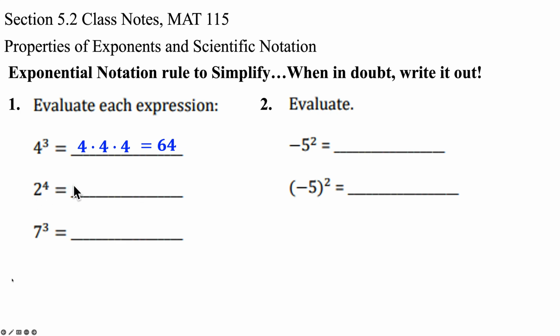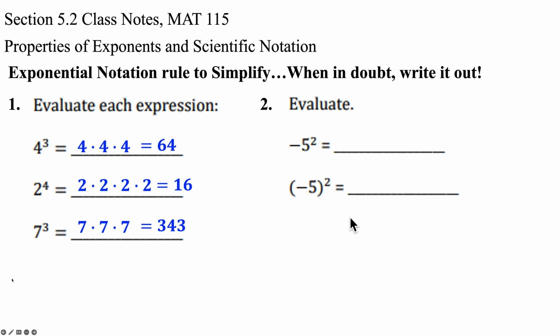2 to the 4th, that's going to be 2 times 2 times 2 times 2. These 2's multiply to be a 4. These 2's are a 4. 4 times 4 is 16. 7 to the 3rd power, 7 times 7 times 7. That equals, I believe, 343.